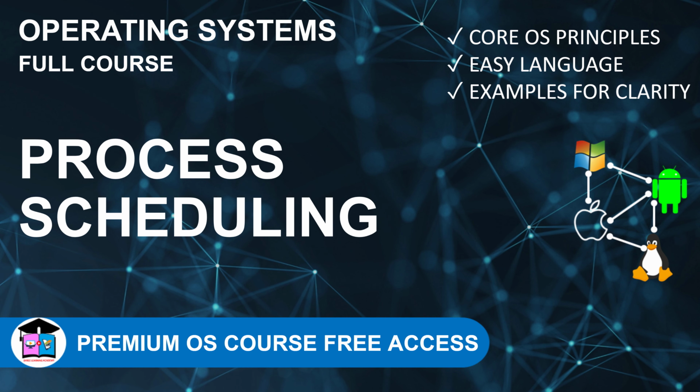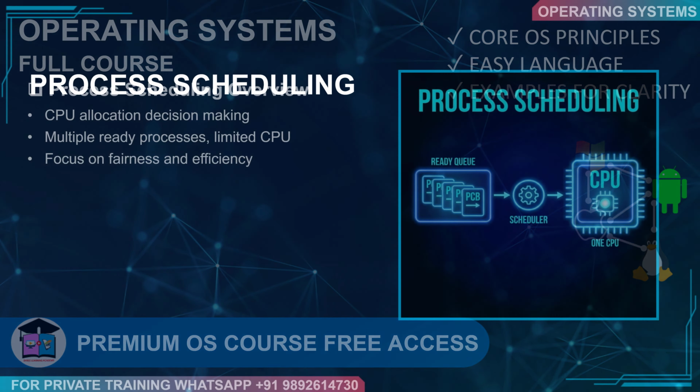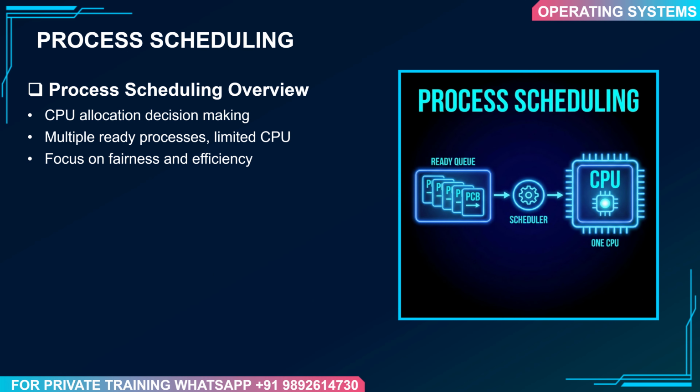Let's simplify process scheduling. When we talk about process scheduling in an operating system, we are really talking about how the operating system decides who gets to use the CPU and when. By the time we reach this topic, we already know what a process is, how it moves through different states, and how its information is stored inside something called a process control block.